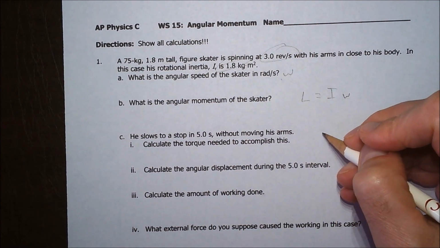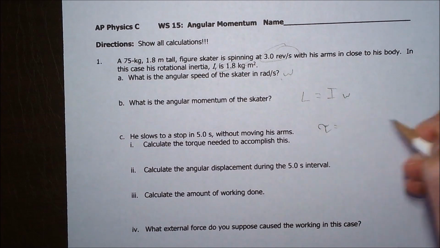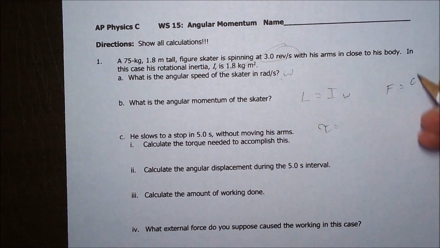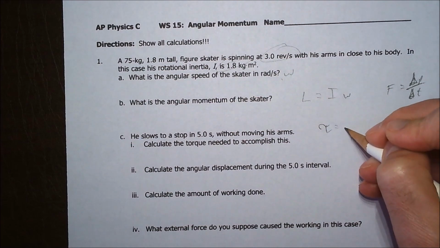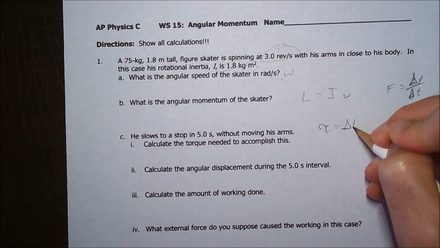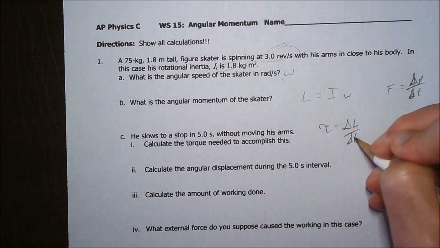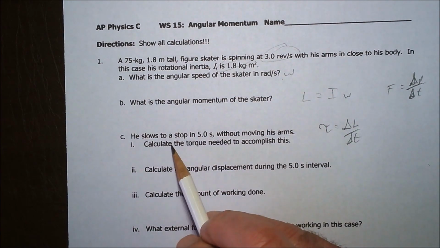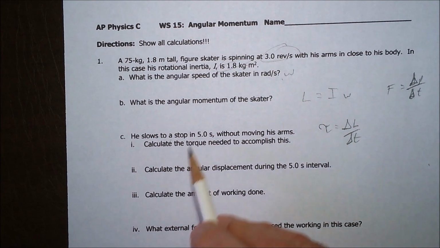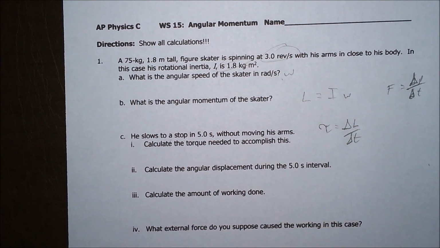Okay, so torque, just like force, is equal to the derivative of momentum, or change in momentum over change in time. Torque is equal to the change in angular momentum over change in time. So you found the angular momentum here. The angular momentum at the end is 0, that gives you a time of 5, so you should be able to figure out the torque.